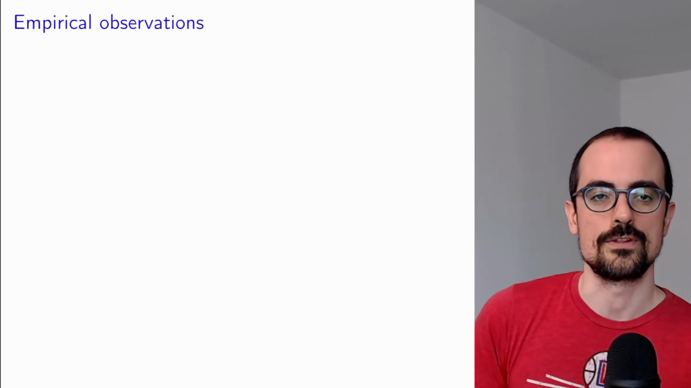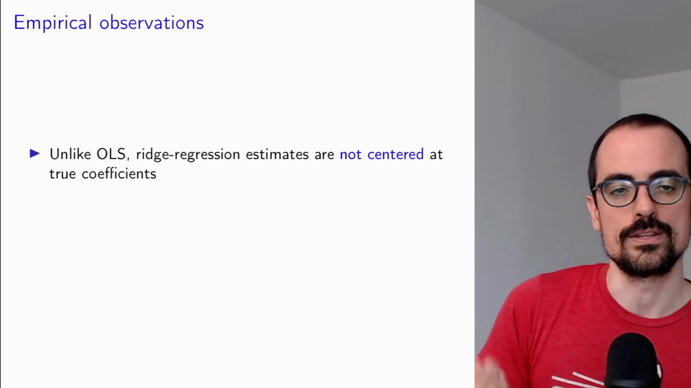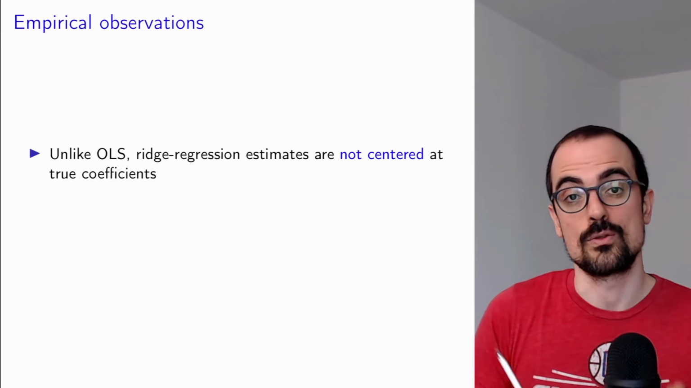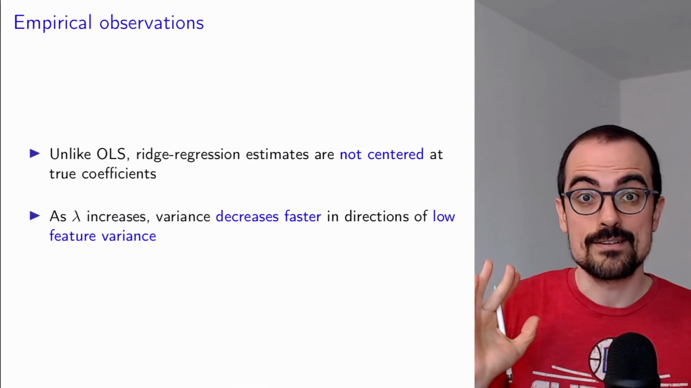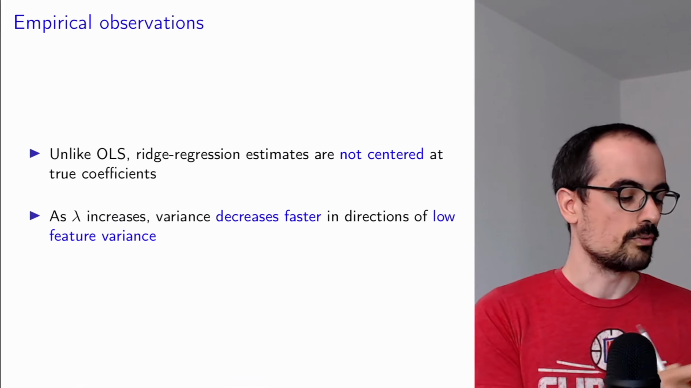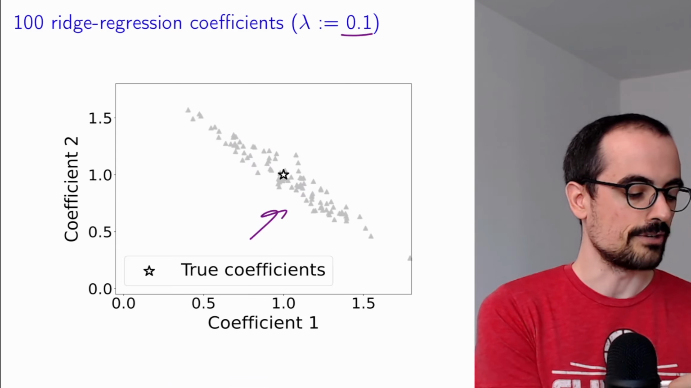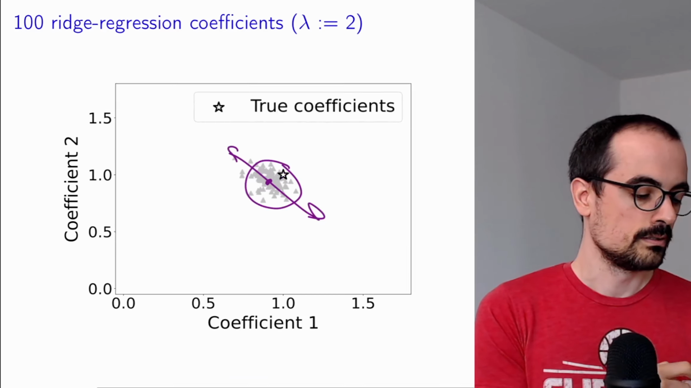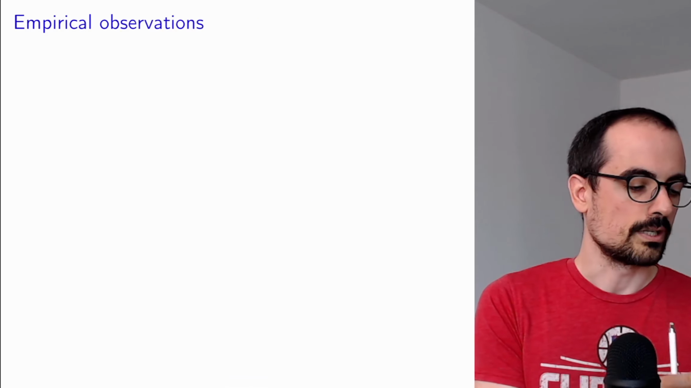Okay, so let's try to understand these empirical observations, which are that, unlike the ordinary least squares, ridge regression estimates are not centered at the true coefficients, so they're biased. And as lambda increases, the variance decreases faster in directions of low feature variance. So realize that the decrease in variance here is actually very dramatic in this direction, not so dramatic in this direction. Okay, as you can see there. Okay, so let's try to understand this.